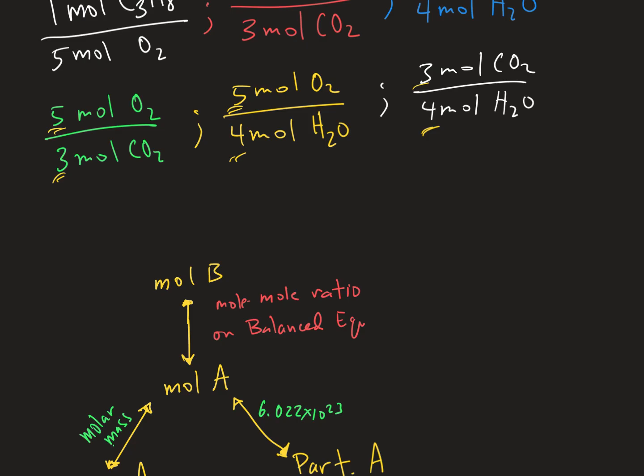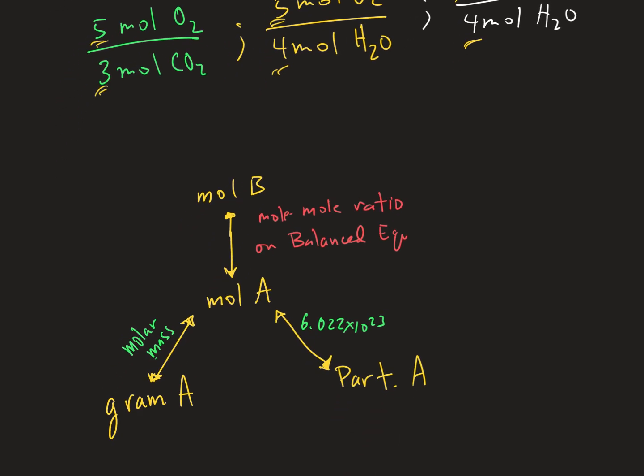And then we just do that exact same thing. If I want to go from moles of substance B to grams of substance B, I just use the molar mass. If I want to go from moles of substance B to particles of substance B, I use Avogadro's number.